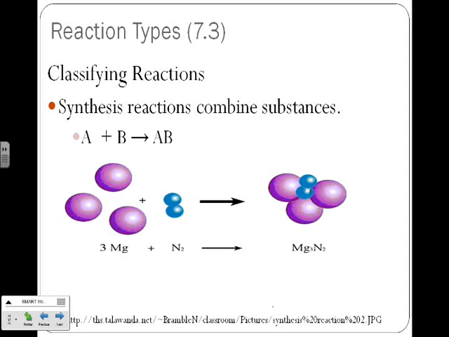Now, let's look at classifying reactions. The first type of reaction that we have is called a synthesis reaction, and there are 5 total that we're going to talk about. Synthesis is the first reaction we're going to classify, and it is when you combine substances. So if you look, it's when you take A plus B, and it gives us AB. This is an example down here. This is where you've got 3 magnesium coming together with nitrogen, and then they make magnesium nitride. So you see 2 separate elements coming together to form a compound. That would be synthesis.